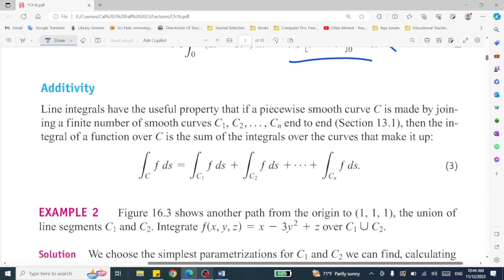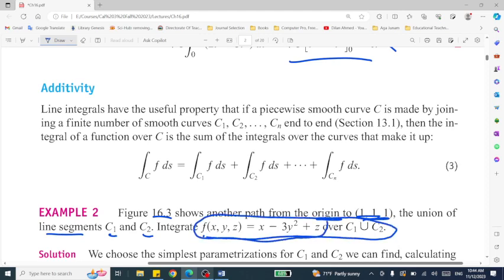So we have another example. We have another path from the origin to 1, the line segments C1, C2. Integrate that one. You see, integrate this example. So how do we do it?